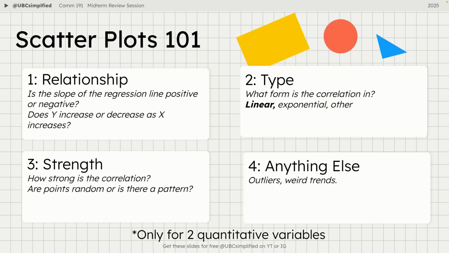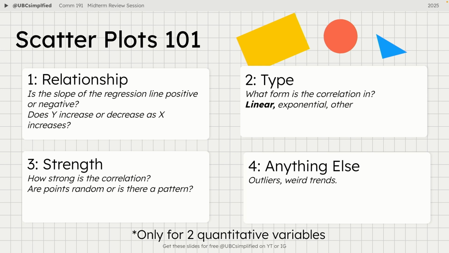Okay, so just really quickly, we're going to go over some quick scatterplot stuff. So the first thing when you're analyzing data for a scatterplot is to look at the relationship. So this is whether the slope is a positive or a negative relationship. So does y increase or decrease as x increases? Once you've determined that, what form is it in?